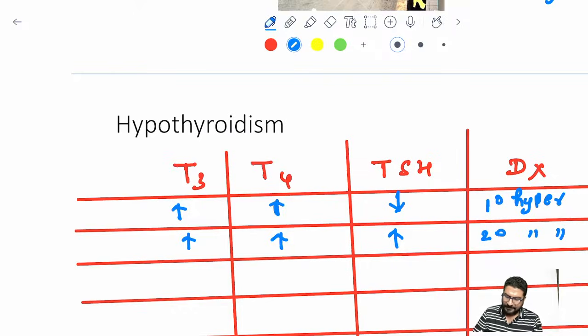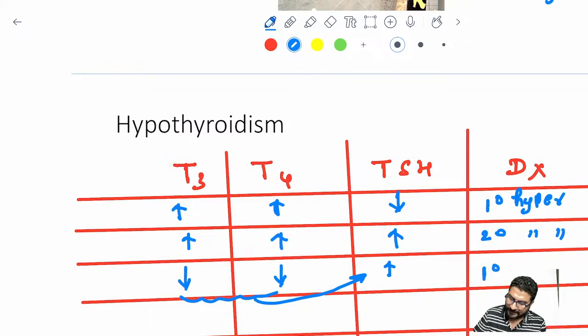Done. Okay, now coming to low T3, T4. T3, T4 are low, this will give a feedback, so TSH is high. So feedback is going, TSH is high, and this is called primary hypo. But when TSH is low, this will cause low T3 and low T4. So this is called secondary hypo.